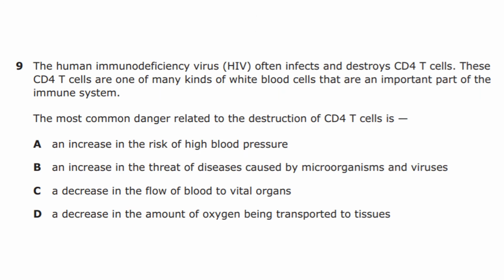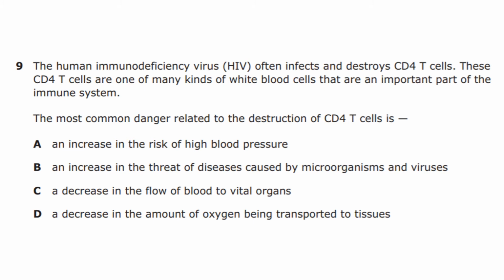Number 9 says the human immunodeficiency virus, or HIV, often infects and destroys CD4 T cells. These CD4 T cells are one of many kinds of white blood cells that are an important part of the immune system. So if we think about what the immune system does in our bodies, it's what helps to keep us healthy, protects us from things like viruses and bacteria, right? So it says the most common danger related to the destruction of CD4 T cells is what?